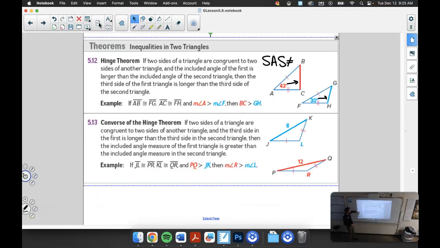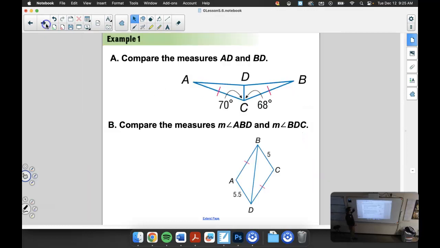And then this is backwards. So if I look at the converse, it just says the opposite. If you have these two sides the same, and these two sides the same, and then this side is smaller than this side, then this angle L would be smaller than this angle R. So you have those two.